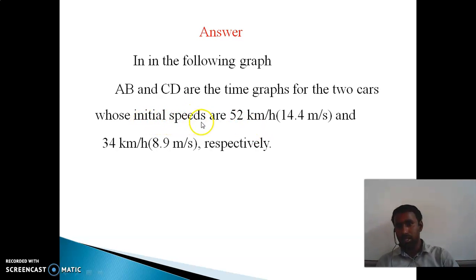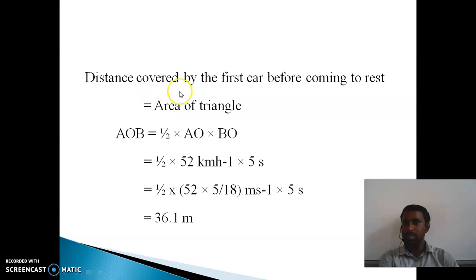Whose initial speed is 52 km per hour, we have to convert it to meters per second. What should we do? We have to multiply by 5 by 18. After we multiplied that, 14.4 meters per second came, and for 34 km per hour, 8.9 meters per second came, respectively. Now, the distance traveled by the first car before coming to rest.